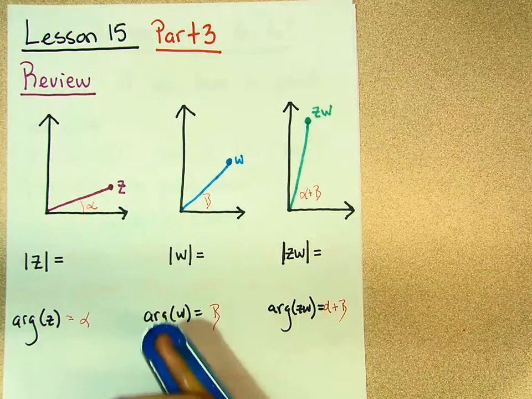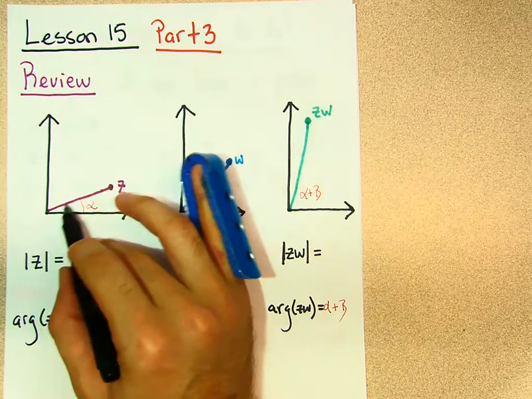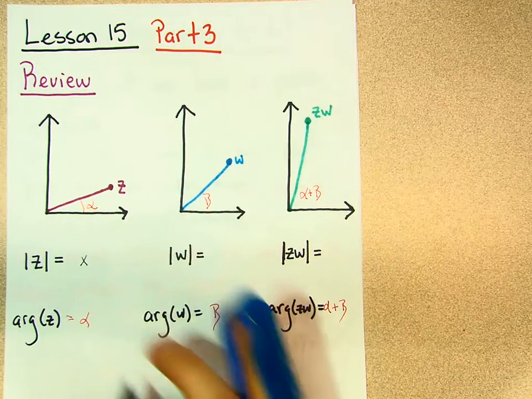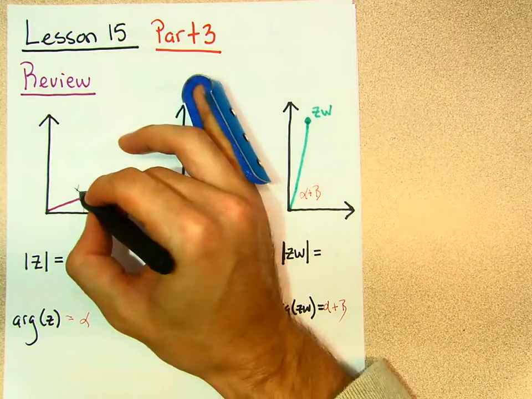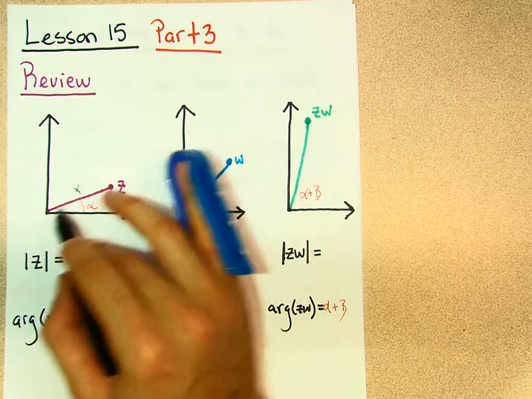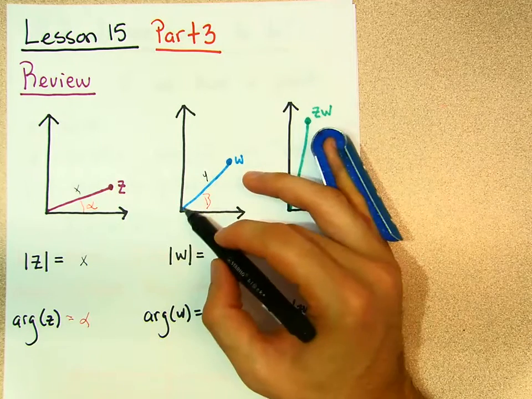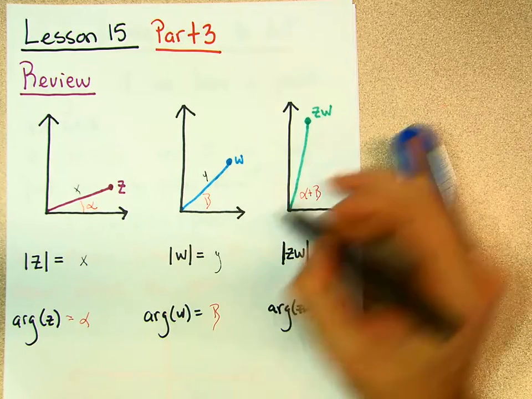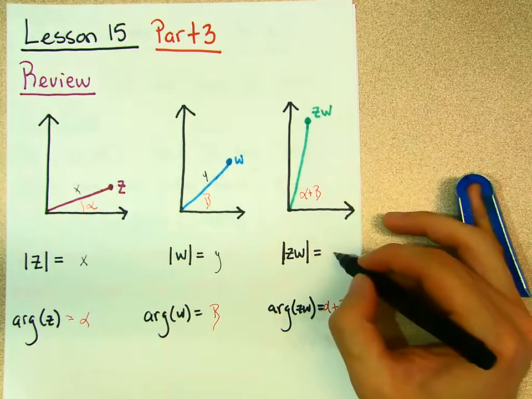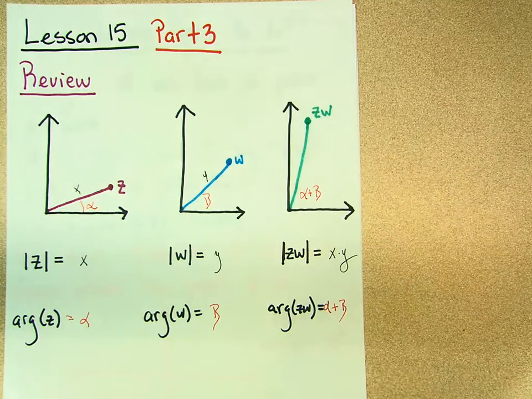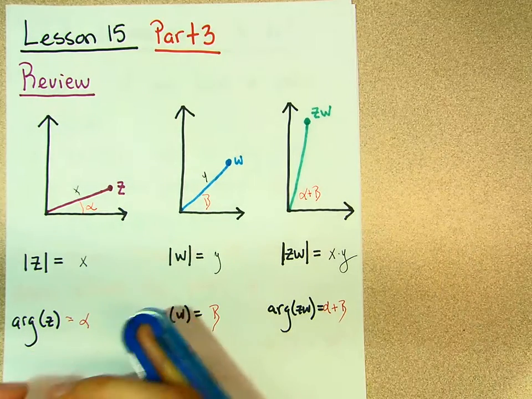And also we figured out that, let's say the modulus of this is x and the modulus of this is y, meaning the distance from here to here is x, the distance from here to here is y, then the distance from here to here must be x times y. Okay? So this was very key from last class.